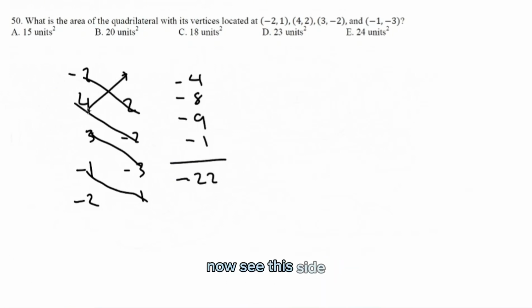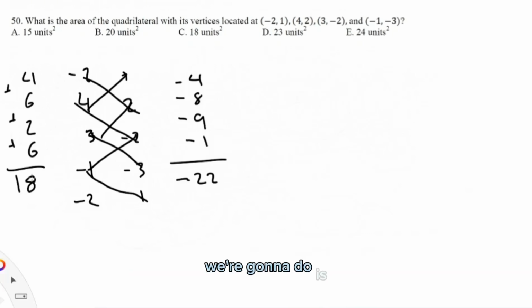Alright, now let's do this side. 1 and 4, that's 4. 2 and 3, that's 6. Negative 2 and negative 1, that's just 2. And negative 3 and negative 2 is 6. So we add these up, and we get 10, 12, 18. So now we have 18 and negative 22.